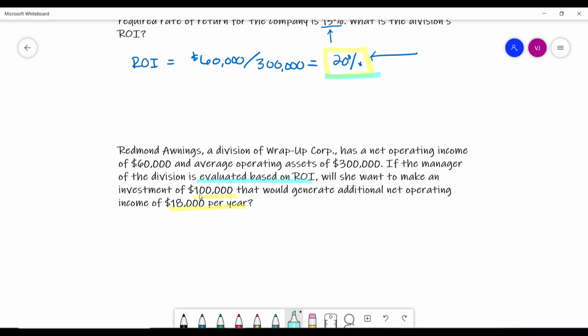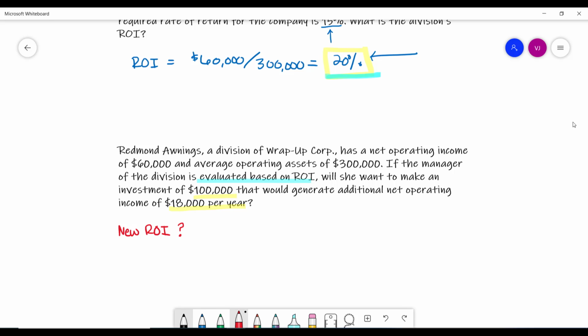At 20%. So we want to know, will the manager of this division want to take on this project with the current ROI at 20%, if that project is going to lead to an increase in net operating income for the division of $18,000 per year. To answer this question, we first need to see what the new ROI would be if we were to invest that $100,000 to generate that additional net operating income of $18,000. So what would be the new ROI?